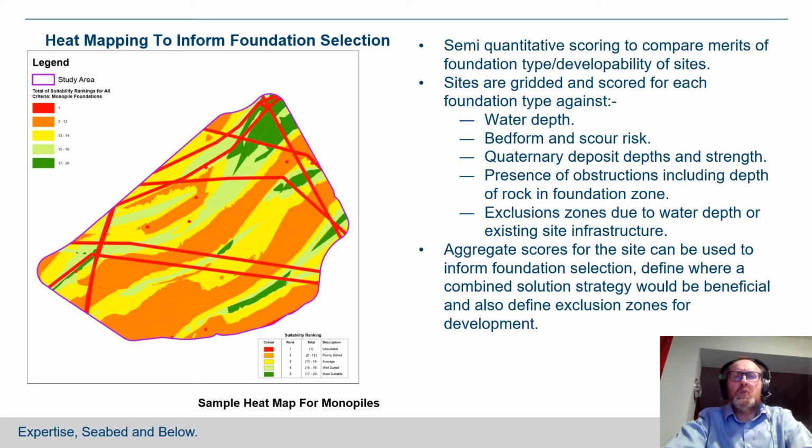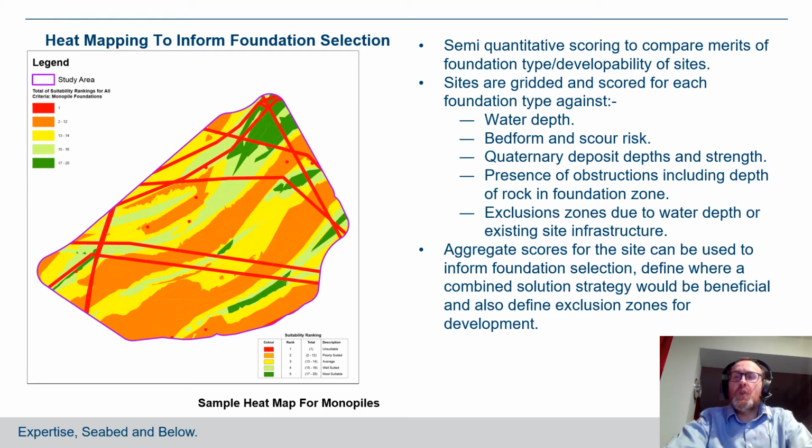So just moving on from particular solutions, we'll talk about heat mapping, which is a semi-qualitative scoring mechanism that could be used to assess foundation selection on a particular site. This is a GIS technique whereby the site is gridded and then scores are identified on the grid for each foundation type on the basis of water depth, bed forms and scour risk, quaternary deposit depth and strength, and the presence of obstructions such as shallow rock or exclusion zones where there might be existing infrastructure. Once this scoring procedure has been done, aggregated scores can be produced for a particular site to identify which foundation option might be the better one to pursue.